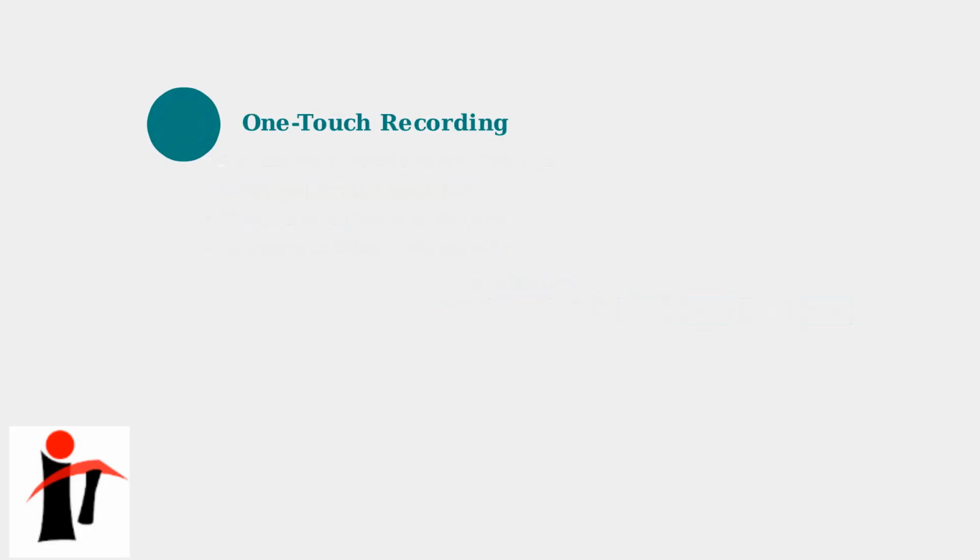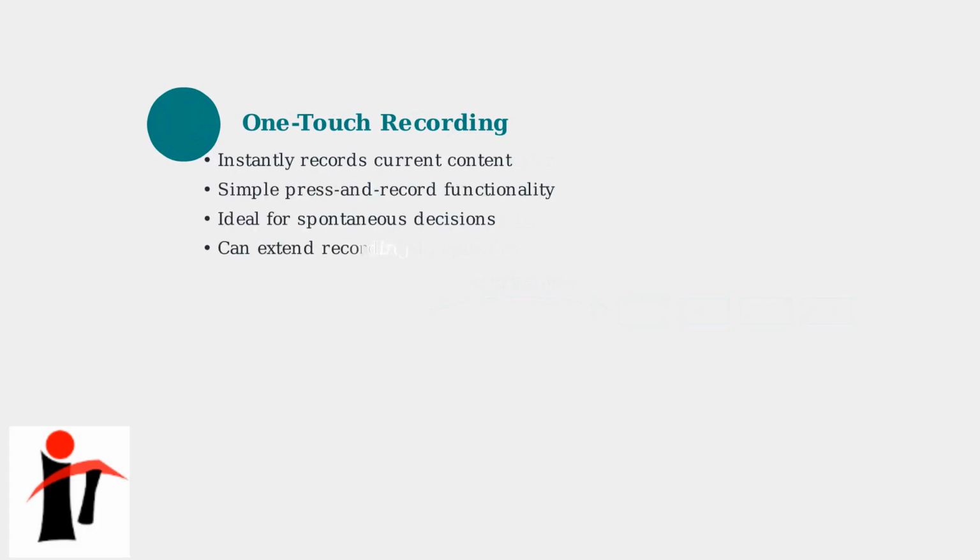One Touch Recording provides instant recording of whatever you're currently watching. Simply press the record button for immediate capture, with the ability to extend recording time if programs run over schedule. The EETV remote control features a dedicated record button that enables one-touch recording. This red button provides immediate access to recording functionality.